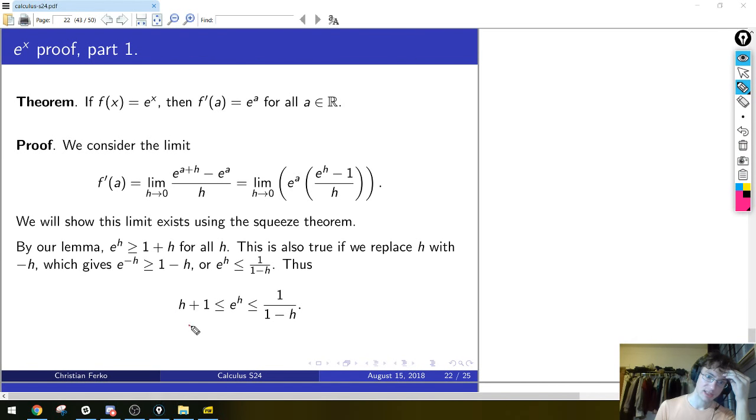Okay, so our next step is going to be to subtract 1 from all three of these sides. So I subtract 1 on the left. That goes away. In the middle, I'll have e to the h minus 1. On the right, I'm going to get a common denominator. So I'll do that on the next slide.